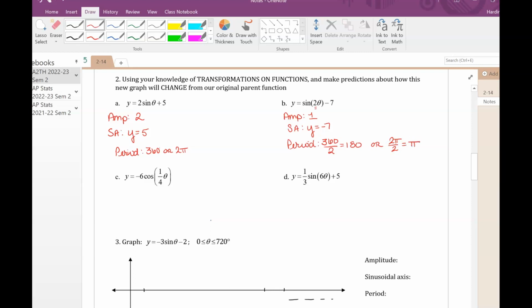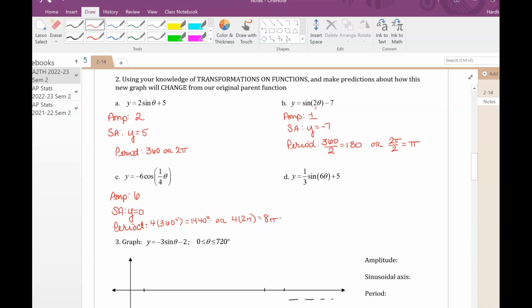So then let's look at C. The amplitude, we have a vertical stretch by a factor of 6. The amplitude is going to be 6. The sinusoidal axis, there's no shift up or down, so that's still at 0. The period of the graph now, this is a stretch. So I'm either doing 4 times 360, which is 1440, or 4 times 2 pi, which is 8 pi.